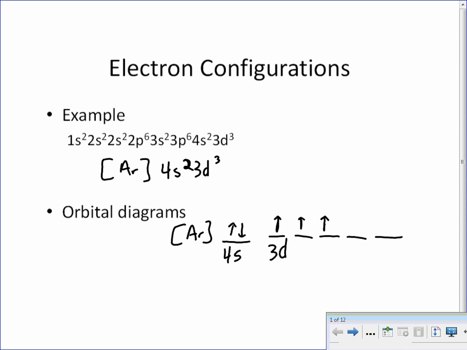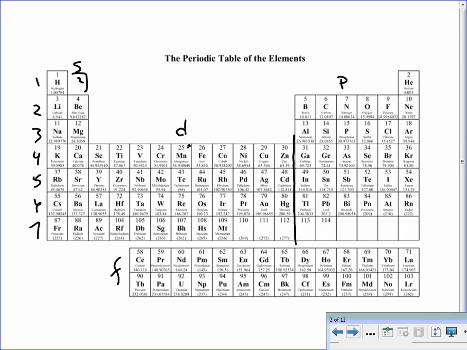The numbers are the principal quantum number. Those tell us the energy level of the electrons. The s, p, d, and f tell us the sublevel, which is the shape of the electron cloud. And those superscripts are the actual electrons in the orbitals.